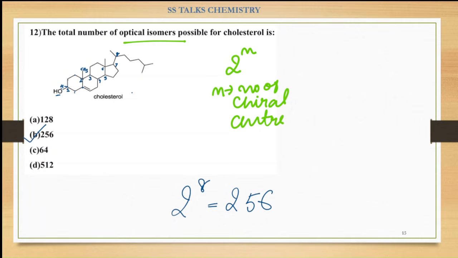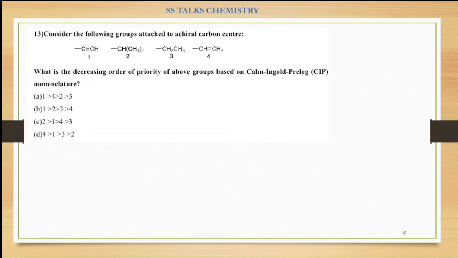So let us move on to the next question now. So the next question we have is this one. It says, consider the following groups that are attached to the achiral carbon center. So some carbon center is there, and these 4 different groups have been attached to it. What is the decreasing order of the priority of the above groups based upon their CIP rule?